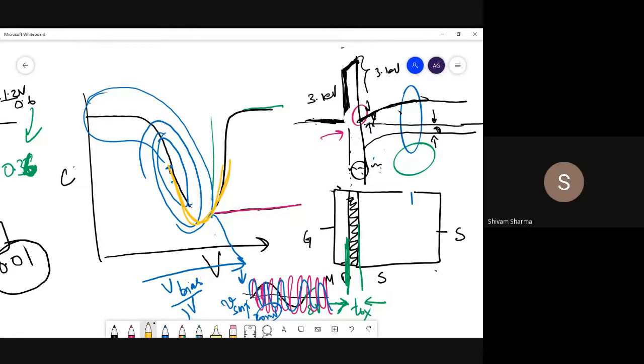Sir, since this MOS capacitance is very sensitive to the operating voltage, and also to frequency, won't it be better if we use a simple capacitor? Yes, or then you add source and drain regions there. If you add source and drain regions, then this curve goes away. This is the only curve.